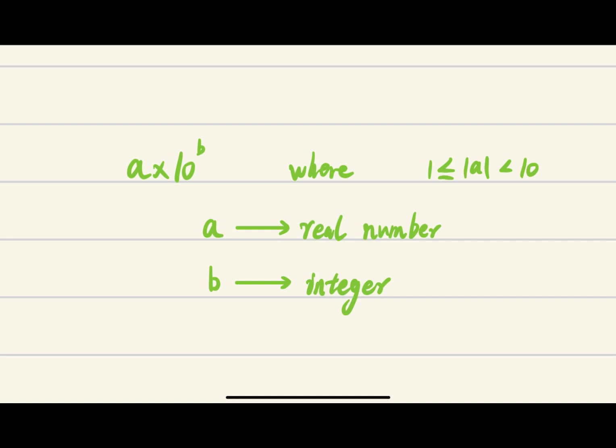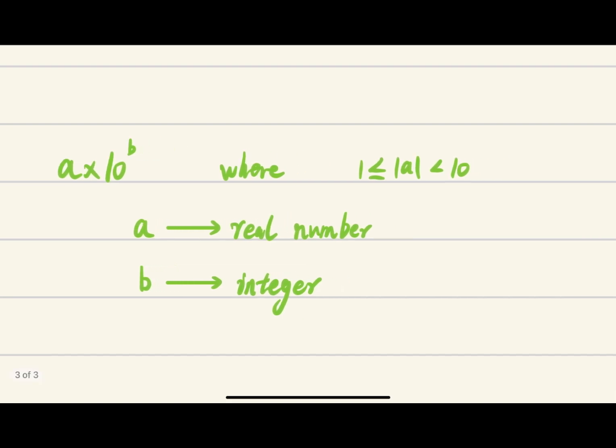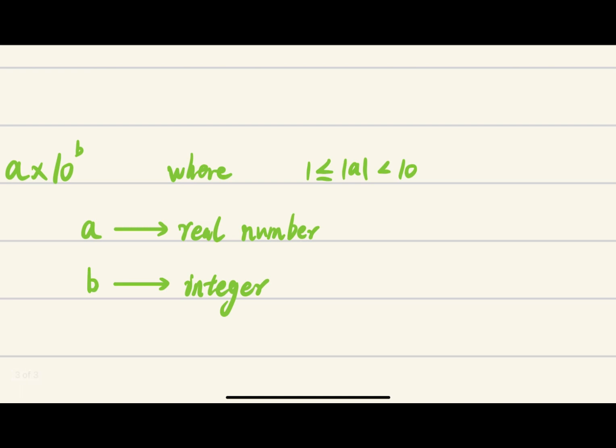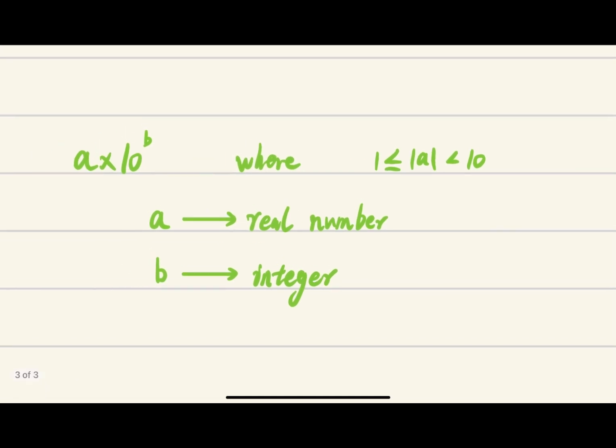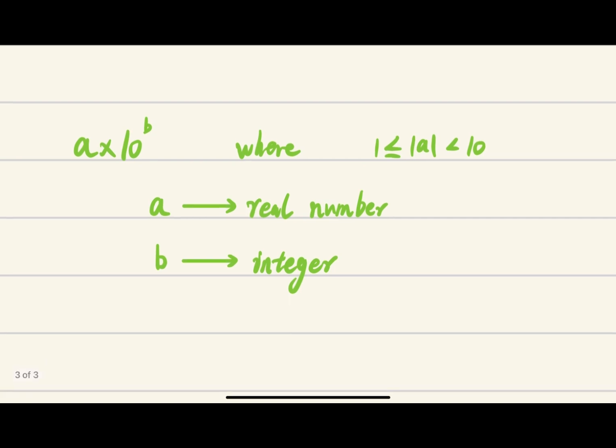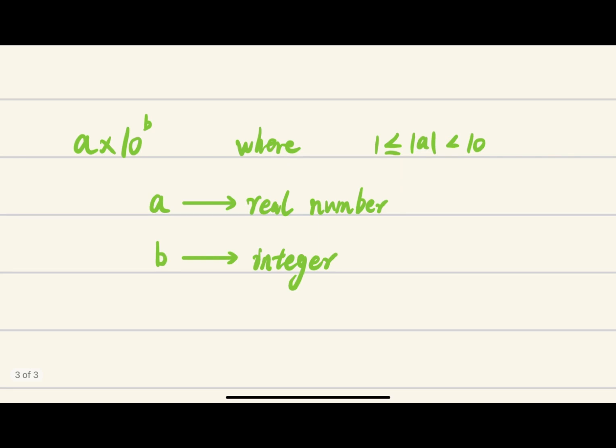I have a form here: a times 10 to the power of b, where in this case, the absolute value of a is greater than or equal to 1 and smaller than 10, which means that a can also be negative. And here we have to know that a must be a real number. It can't be square root of 2 or square root of 3, those kinds of things. And b should be an integer. It can be positive or negative, it doesn't matter, but it has to be an integer.